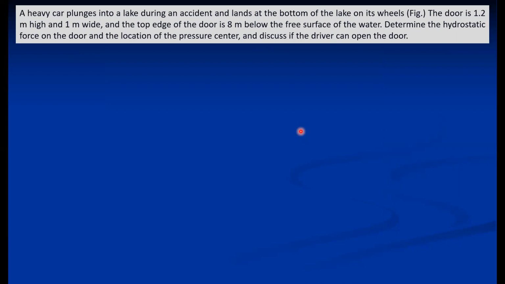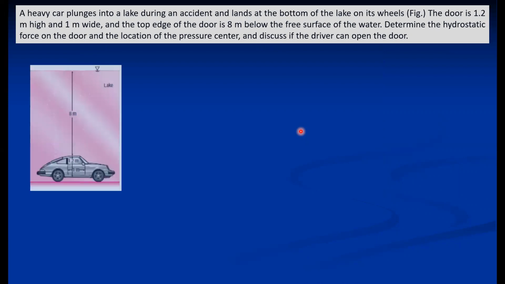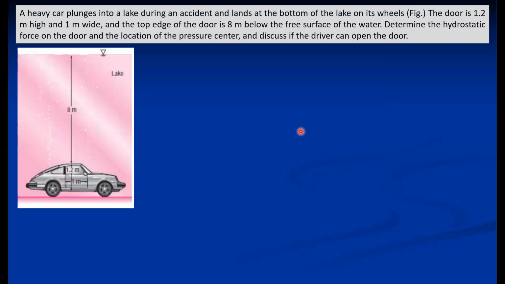This is a practical oriented problem. A heavy car plunges into a lake during an accident and lands at the bottom of the lake on its wheels. So this is the situation in the lake. The total depth of the water in the lake is 8 meters. The door is 1.2 meters high, so the door height is given, and 1.1 meters wide, and the top edge of the door is 8 meters below the free surface of the water.